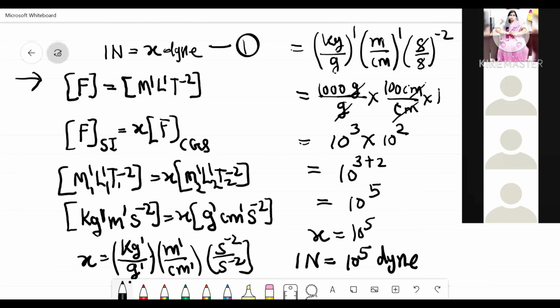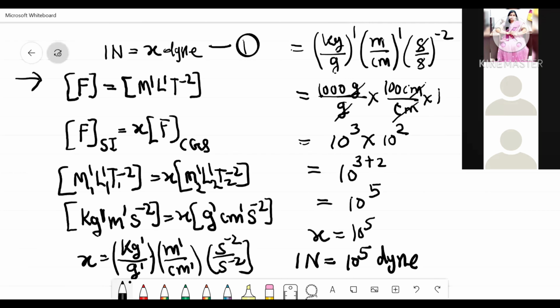Next is M1. What is the meaning of M1? M1 is the unit of mass in the SI system. M2 means what? Unit of mass in the CGS system. Next is L1. L1 is the unit of length in the SI system. L2 means what?